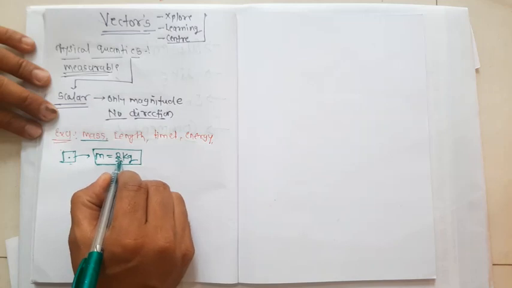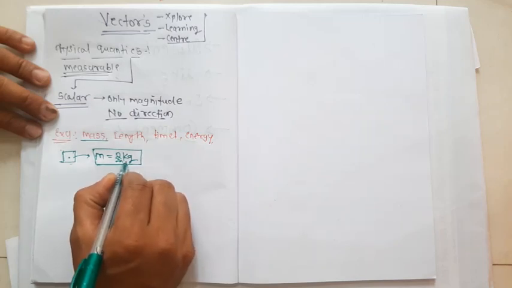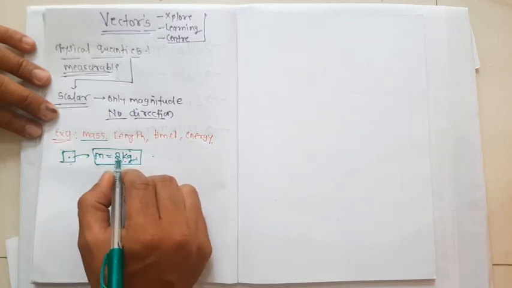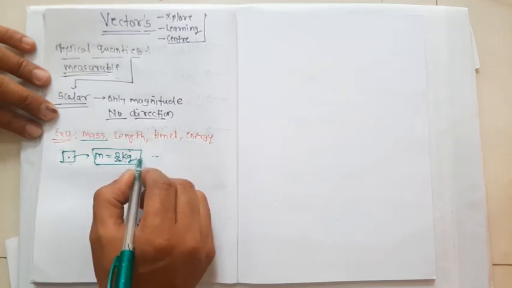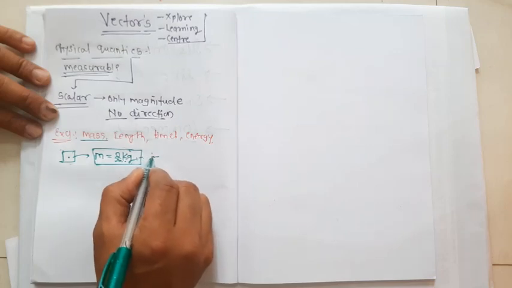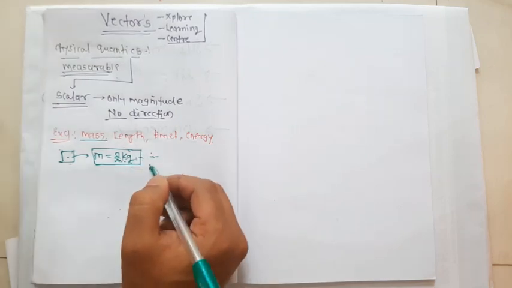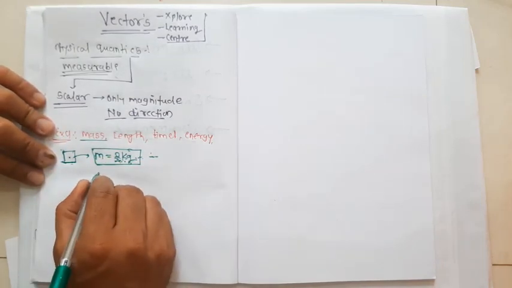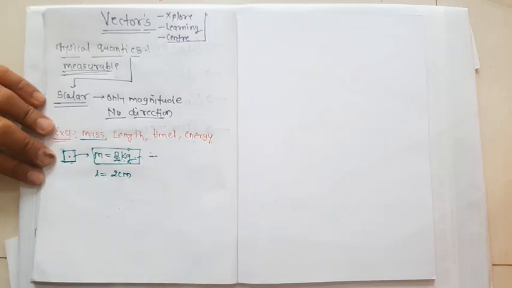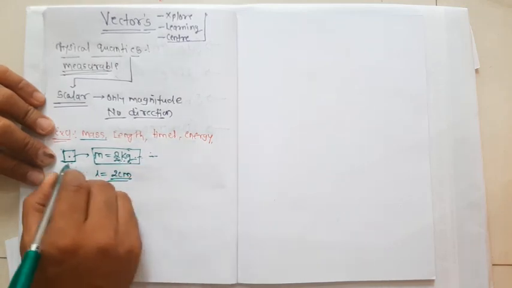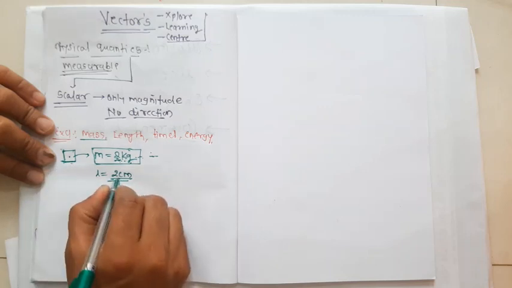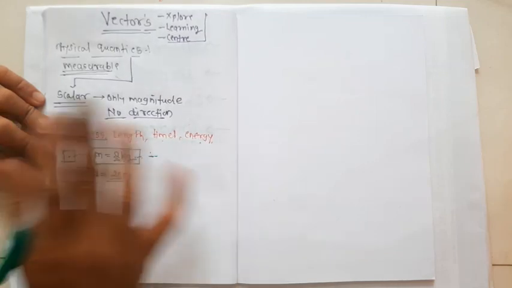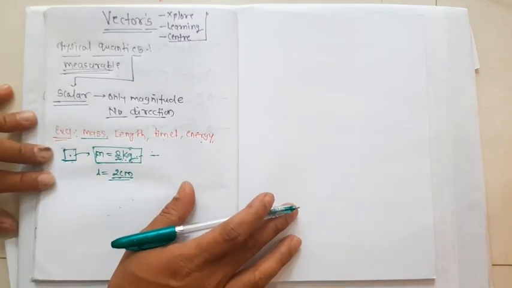Magnitude means 2 is the number and kg is the unit. So it has only magnitude and does not depend on direction. It is not mentioned like 2 kg towards east, because towards east, north, south, or any direction, the mass will remain the same. Similarly, suppose the length of this side of the object is L equal to 2 centimeter. You can measure it in any direction and you will always get 2 centimeter. So mass, length, temperature, time are all scalar quantities.